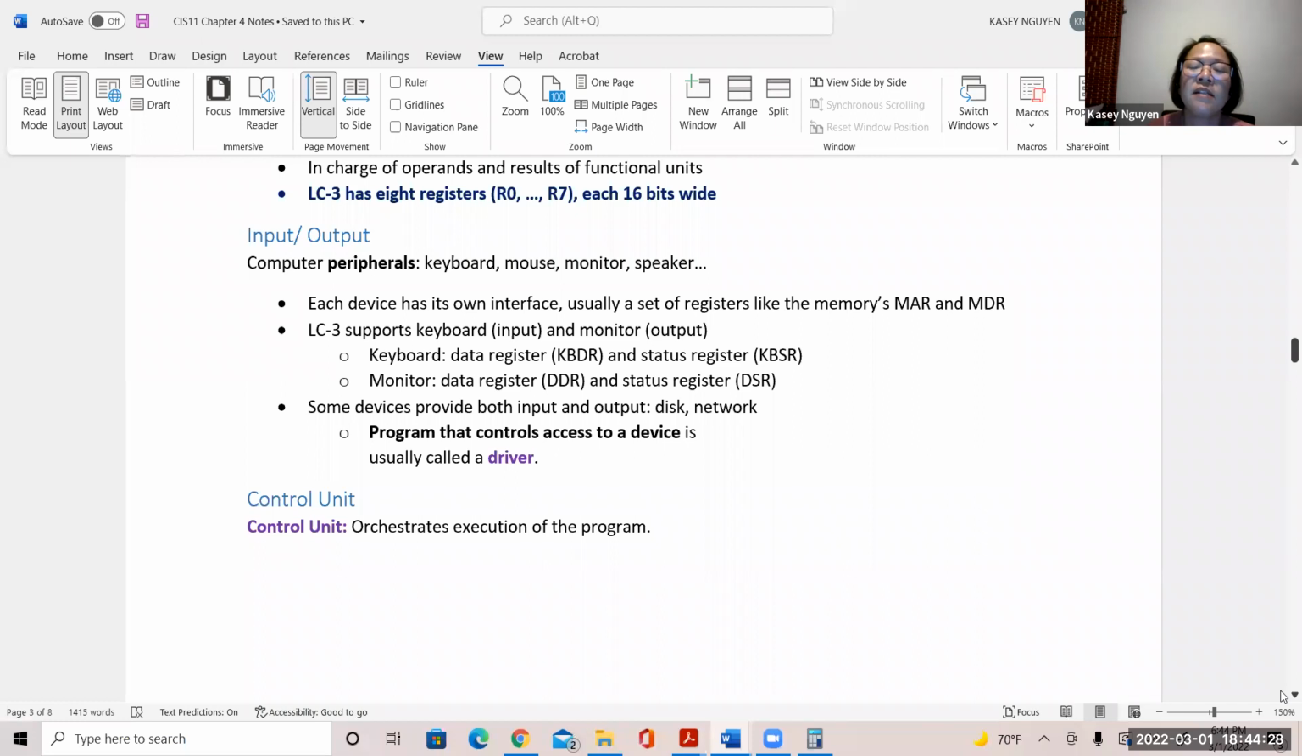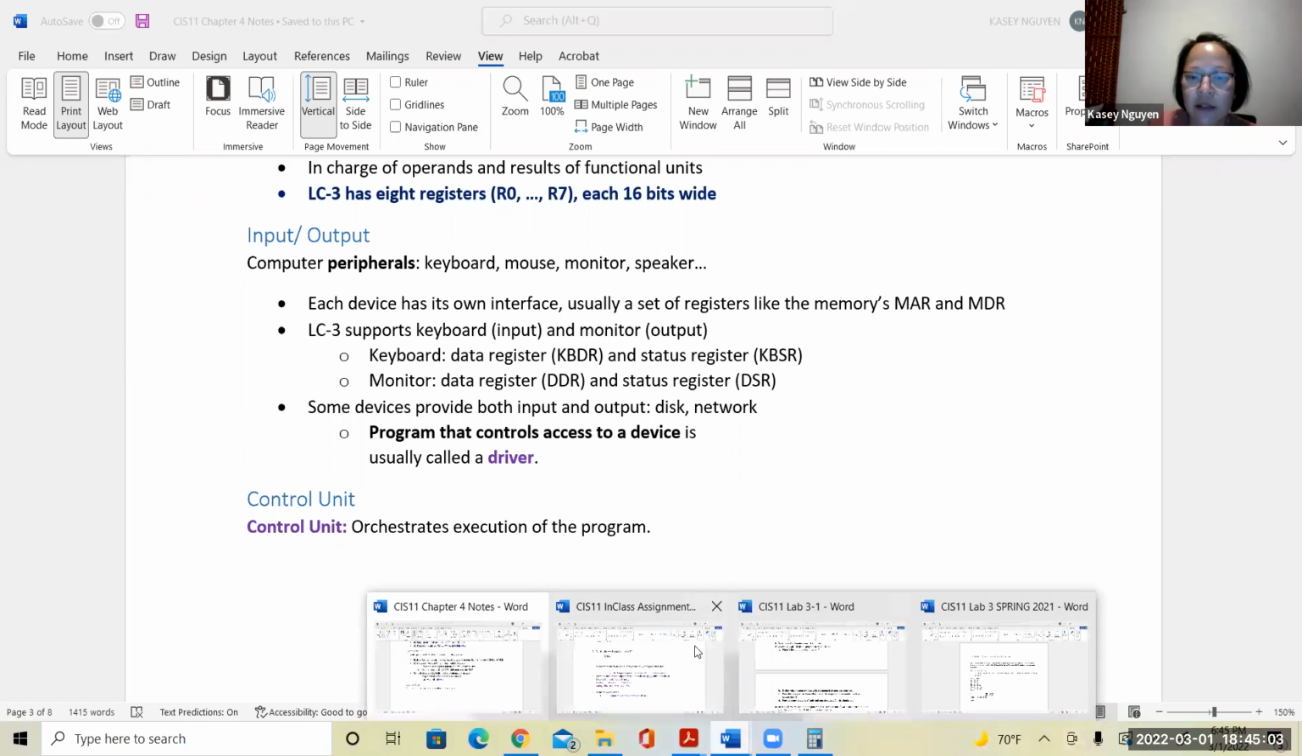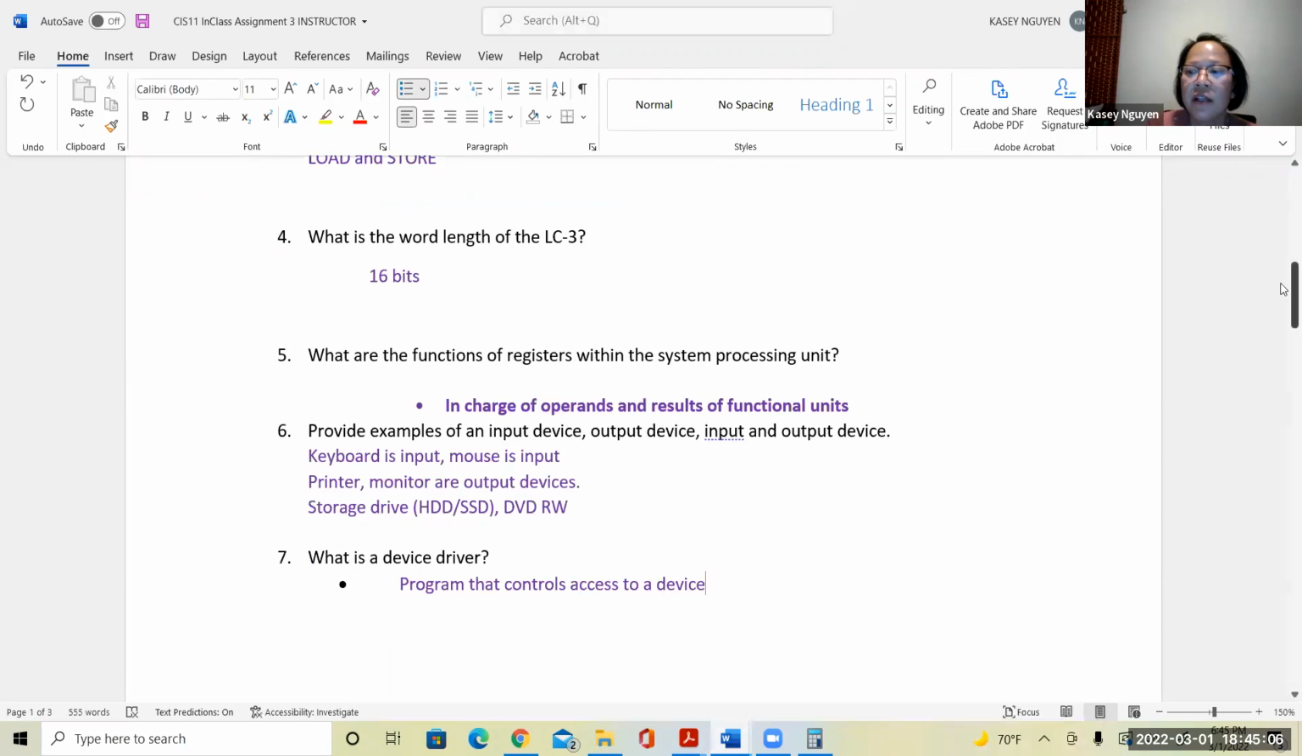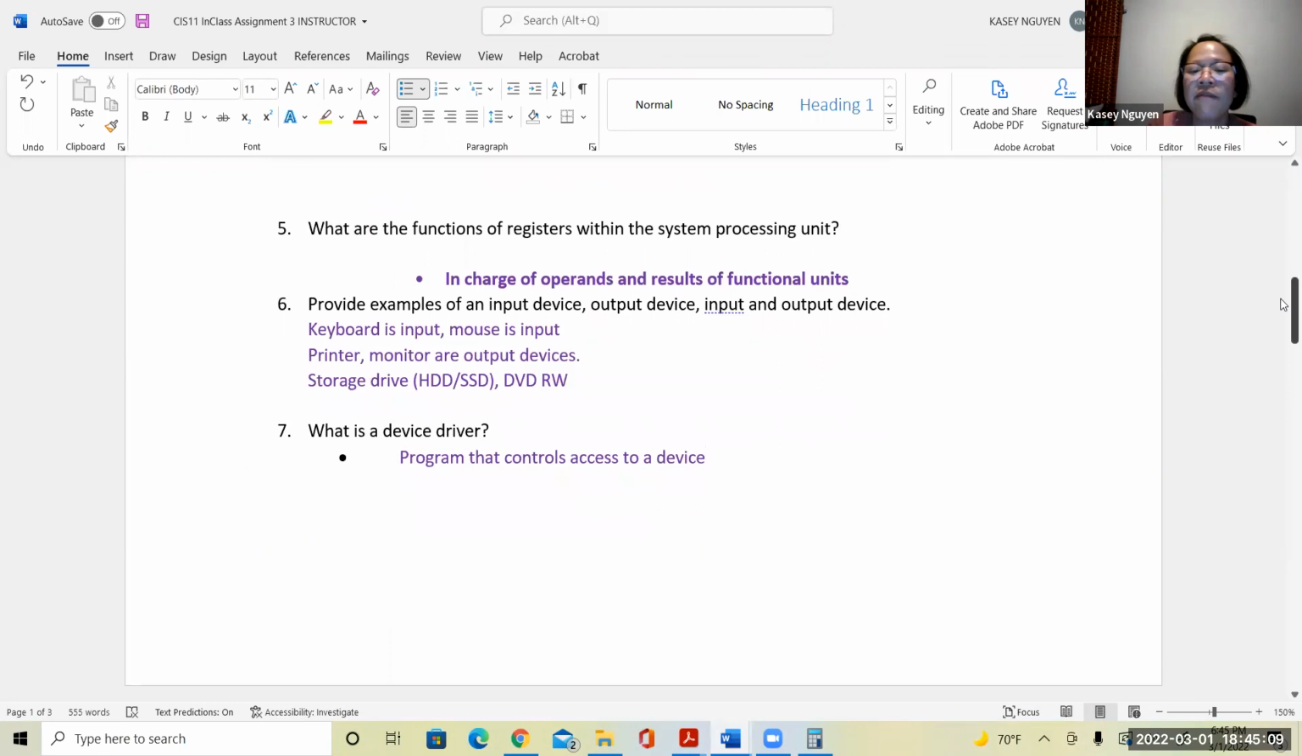So when we're using the operating system, it allows us to access files, which are really stored in your storage device. When you're playing a game, you're using your video adapter, your monitor, your keyboard, all of these input and output devices, and it needs that driver through your OS to be able to give you access to these devices and capitalize on their functionality. So going back to our questions, you already saw this for 7: a device driver is a program that controls access to the device.